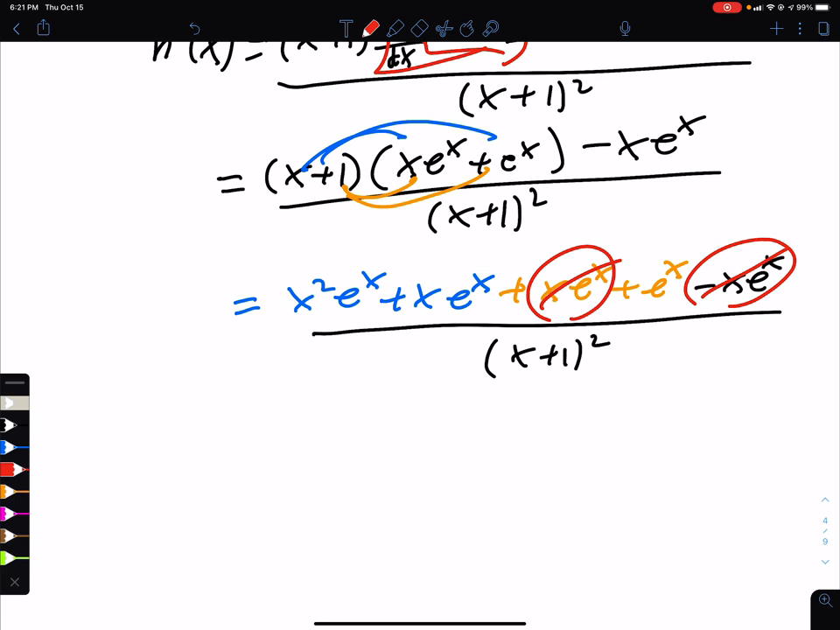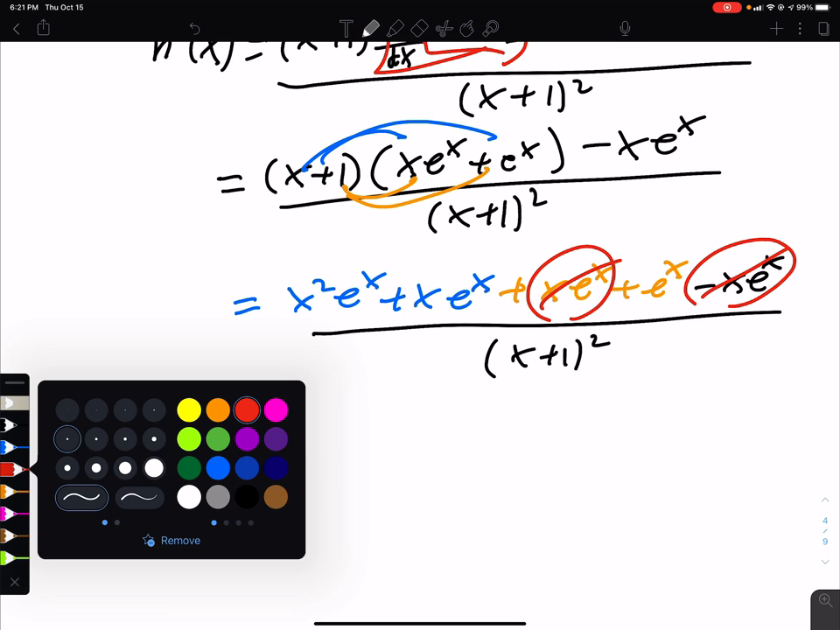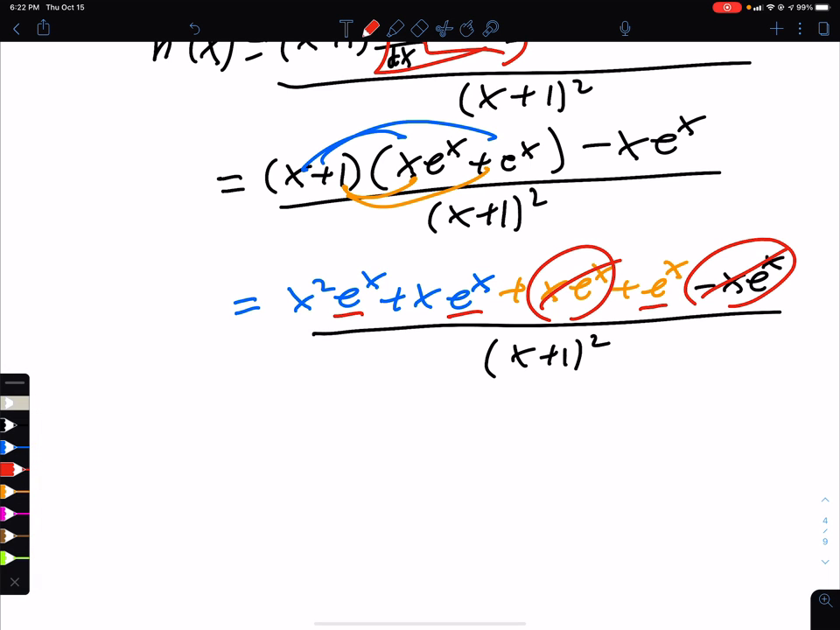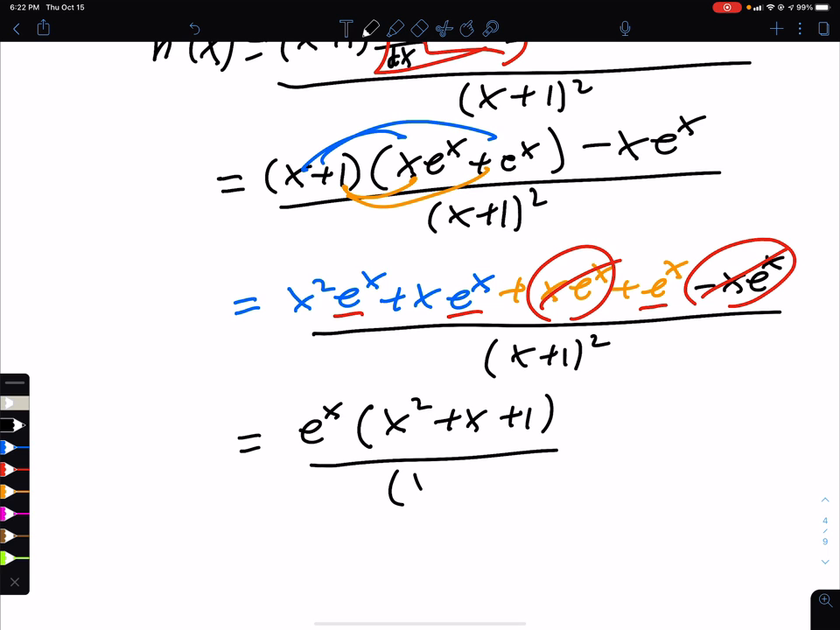And notice I do have a common factor. All three of these have an e to the x. So let me take that out. So on top, I'm going to be left with x squared plus x plus 1 over x plus 1 squared. I hope that's the answer because that's what I got.